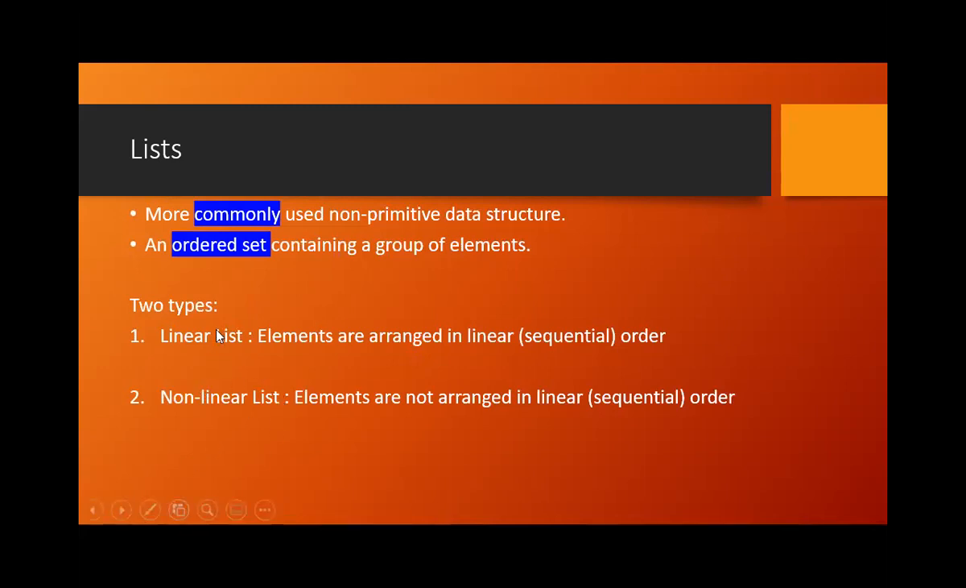Non-linear means it is the opposite of linear. The elements are not sequentially arranged there. Okay, we will see the examples, then we will come to know what the difference is. The first example for the linear list is stack.